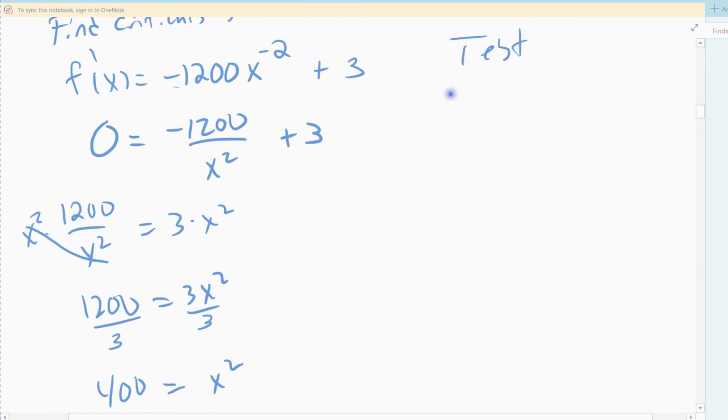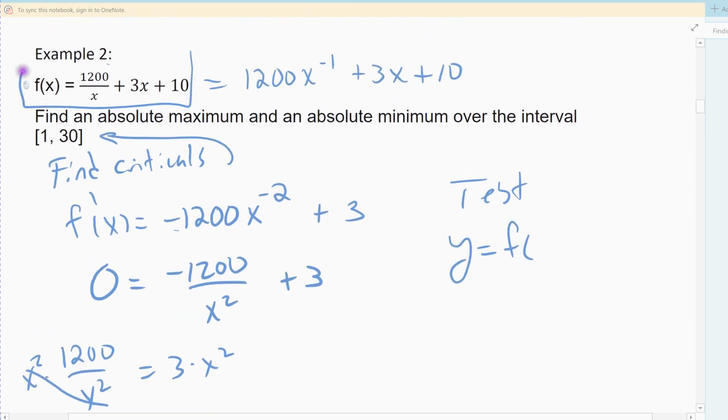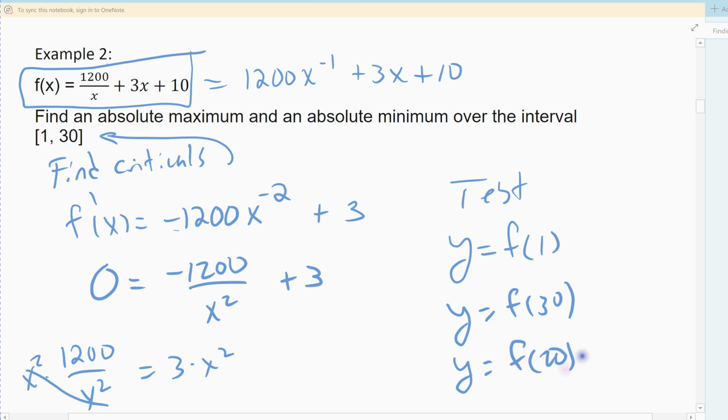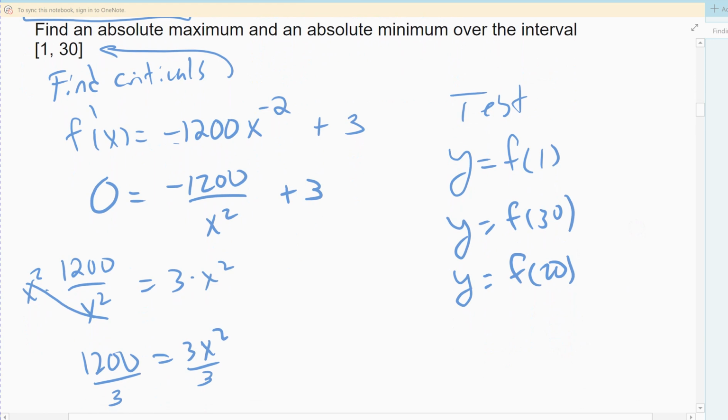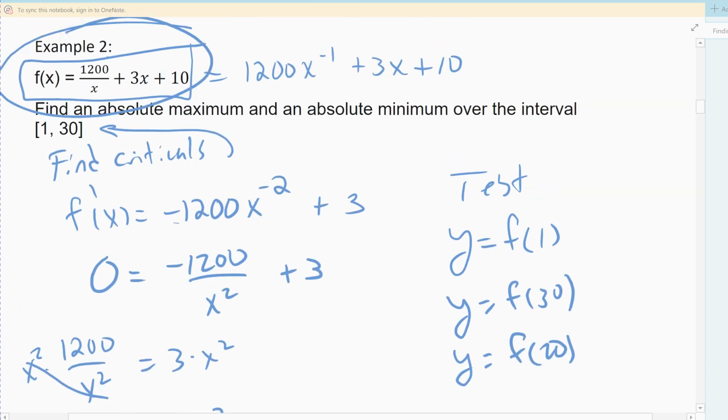Since it's the closed interval case, we just find whatever the biggest y value is. So I take my endpoints and my critical point, only the one that I'm keeping, plug them into the original function and find the biggest y value and the smallest y value. So I plug 1 in, I plug 30 in, and then the only critical value I'm keeping is 20, because 20 is the only one that exists on the interval I'm looking at. I can't actually do the negative 20 because there's a break at 0. So you're plugging them into the original, f of x. When I plug 1 in, I'm going to get 1200 plus 3 plus 10, so that's going to be 1213.